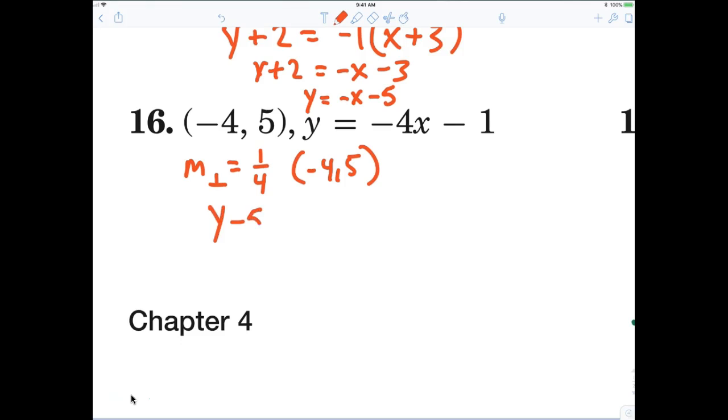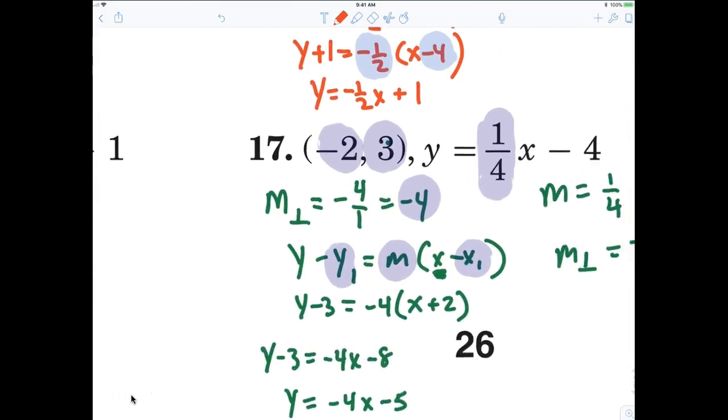The equation is y minus 5 equals 1/4 times x plus 4. Brilliant. Okay, give me the final answer. Try to do your mad math skills here. Go ahead. The answer would be y equals 1/4 x plus 6. You're awesome, buddy. Good job, Walker. Good practice with mental math. Very simple.